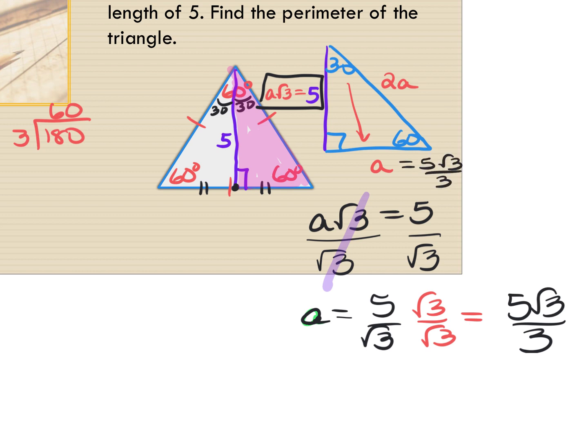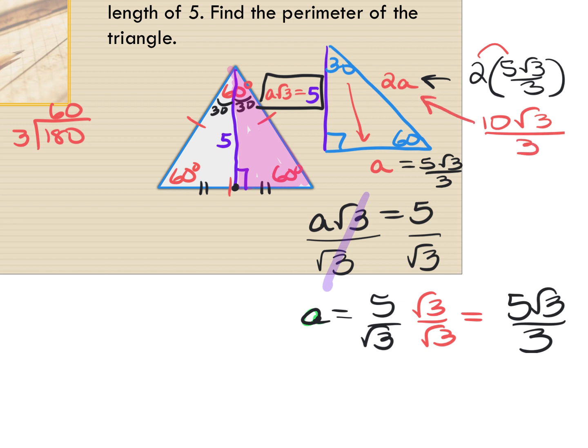And now for 2A, I take 2 times 5 square root 3 over 3. All I can do here is multiply the 5 and the 2. Nothing simplifies. So my hypotenuse is 10 times the square root of 3 over 3. Now, this hypotenuse is also the side of my equilateral triangle. So this side is also 10 square root 3 over 3. So is this side, and so is this side over here.